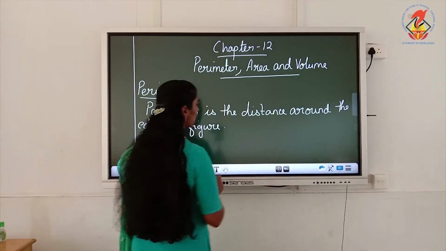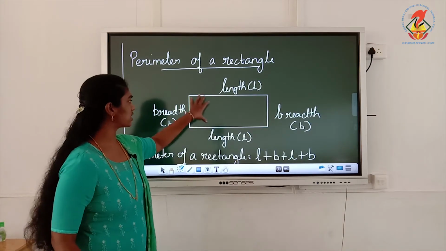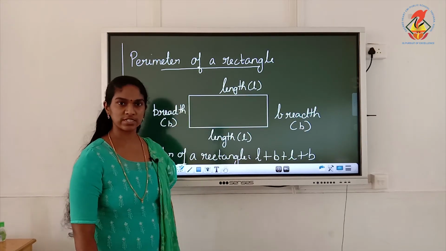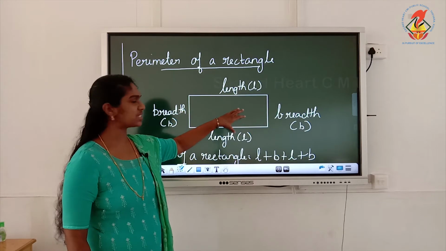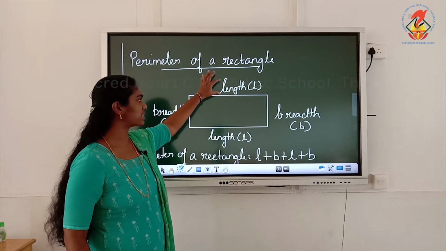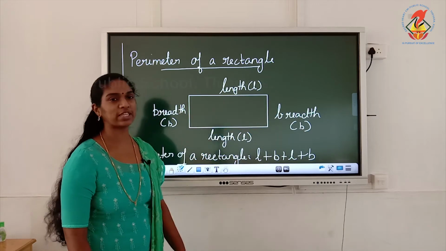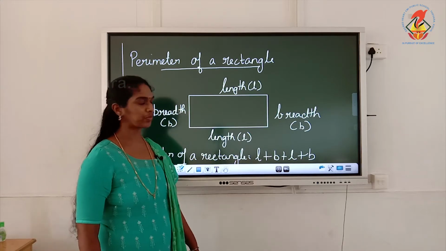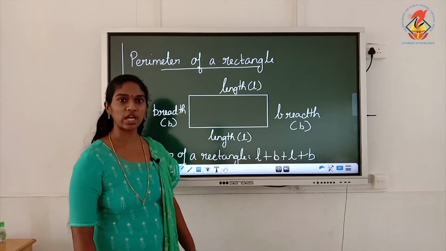Now here I am going to teach you how to find the perimeter of a rectangle and the perimeter of a square. So children, this is a rectangle. You know what a rectangle is? It is a four-sided figure in which the opposite sides are equal. I have given names to these sides. The longer side I have named length, denoted with the small letter L. The shorter sides are named breadth, denoted by the small letter B. Sometimes they will give you width in the question. Breadth and width are both the same.